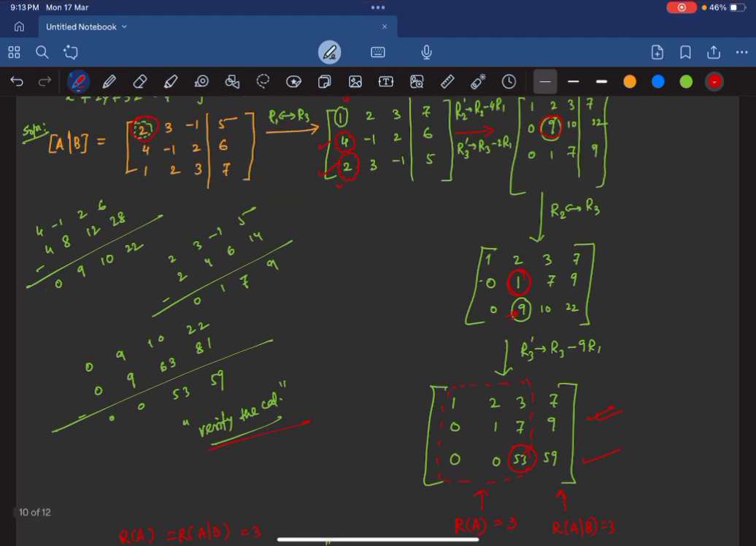Now that's it from this part. The next part is eigenvalue and eigenvector. For that, we need a few basic understandings of square matrices that we're just going to describe, and after that we'll start eigenvalue and eigenvector.